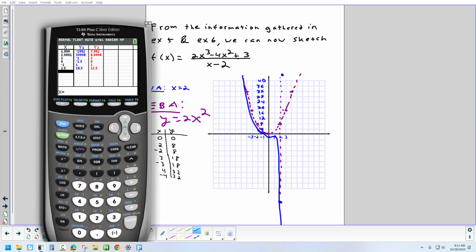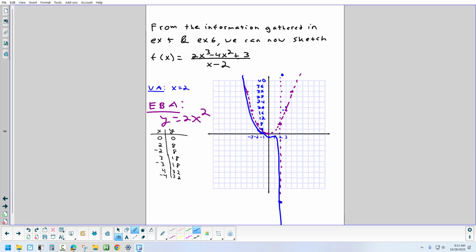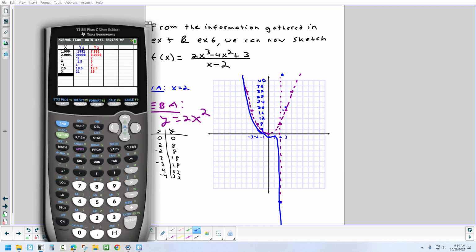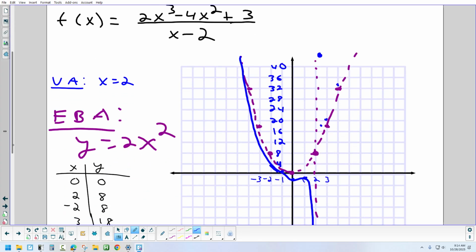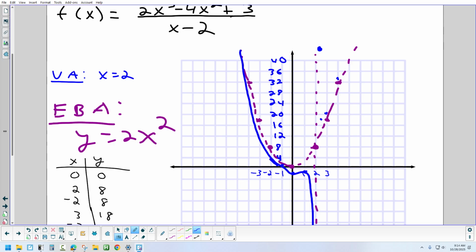And 3 might be one more we could do. 3, 21, yeah, we can do that one. 3 up at 21, so right about there. And 4 might be off the graph, I don't know. No, we can do it, 4, 33.5. 4, 32, oh, right there. So I've got 4 dots in that section in blue that I can connect now.